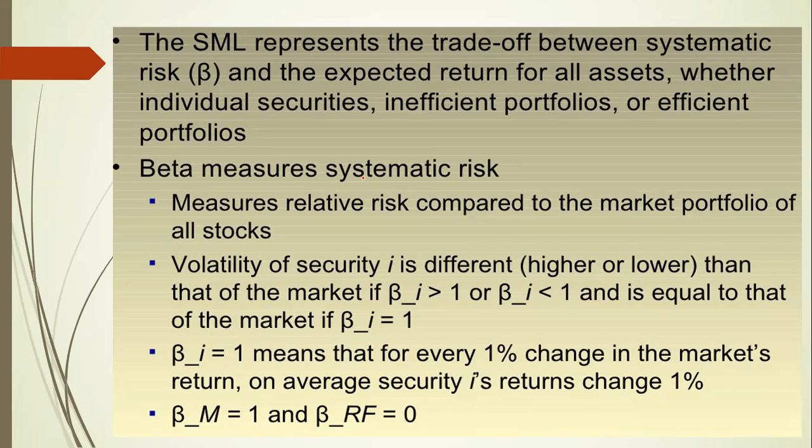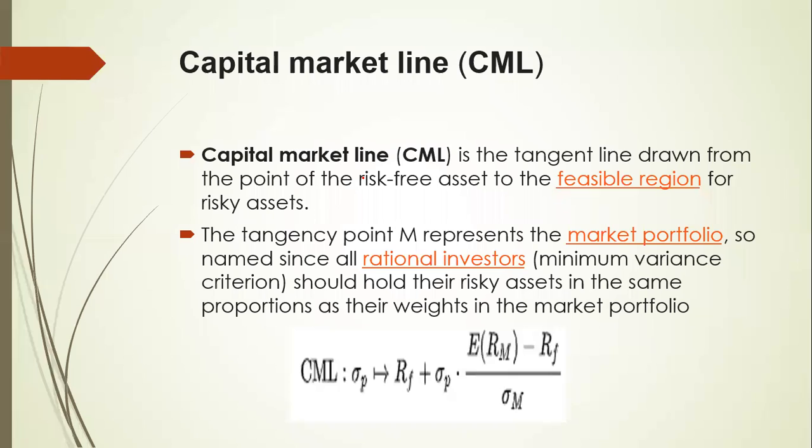Beta equal to 1 means that for every 1% change in the market's return, on average the security's return changes by 1%, which we already stated in the calculation of beta. So this is how beta plays an important role. It explains the trade-off between systematic risk, that is called beta, and the expected return of all the assets.